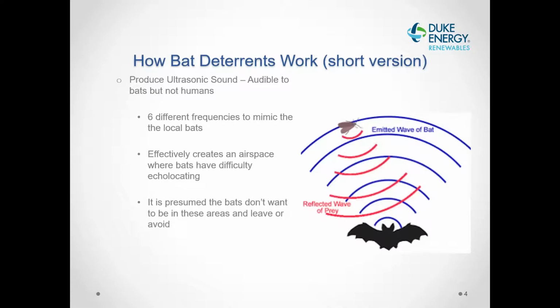So Chris covered this pretty good, so I'm not going to go into it other than a little detail on the specifics of the system. There are 6 different frequencies to mimic the local bats, and it's important that you get those frequencies right. You don't want to be broadcasting frequency for a bat that doesn't even live in that area. Effectively, it creates an airspace where we assume bats will have difficulty echolocating and finding their way around, finding prey, finding others of the same species.